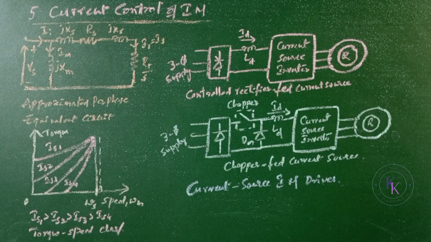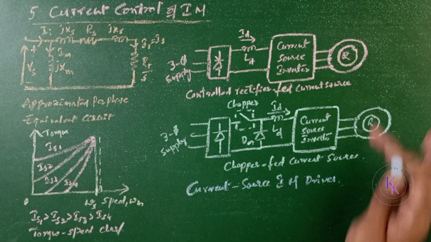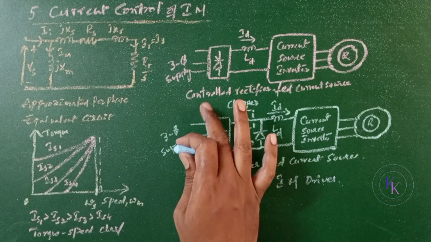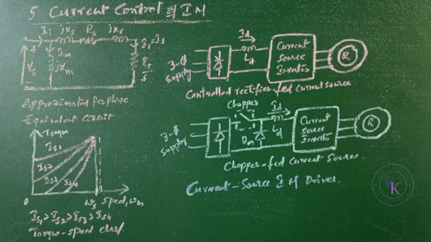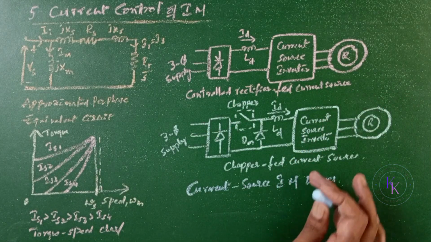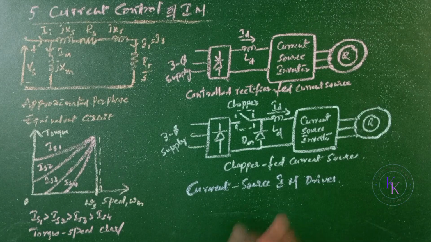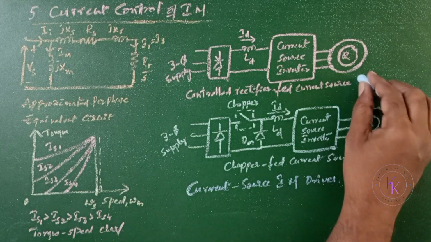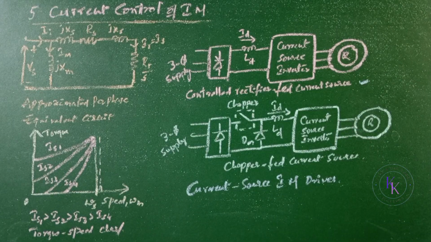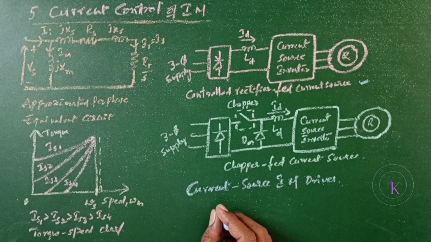torque pulsation. Two possible configurations of current fed inverter drives are as shown here, in which the first one is a controlled rectifier fed current source inverter, whereas the second one is a chopper fed current source inverter. The inductor here, LD, acts as the current source and the controlled rectifier controls the current source in the first configuration. The input power factor of this arrangement is very low. In the second configuration, the chopper controls the current source and the input power factor is high.